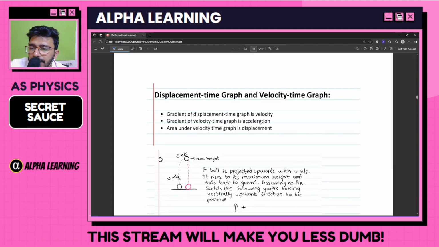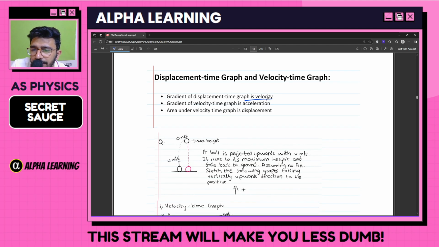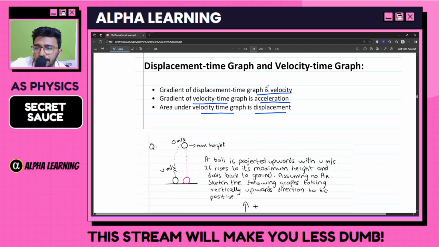Let's further move ahead with the displacement time graphs and the velocity time graphs. You have to remember that the gradient of a displacement time graph is velocity and the gradient of a velocity time graph is acceleration. Area under the velocity time graph is displacement. Three key points that you need to remember: gradient of displacement time graph is velocity, gradient of velocity time graph is acceleration, area under velocity time graph is displacement, my bad, not acceleration. So these are the three key points that you need to remember for displacement time graphs and velocity time graphs.